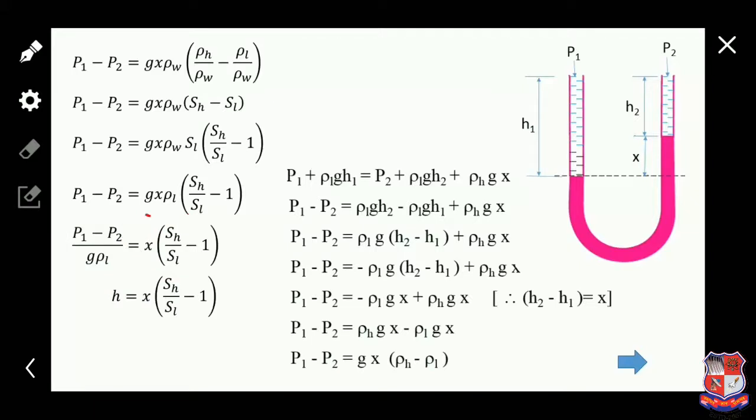Now we know that the pressure head difference, we can write instead of pressure head difference small h, is equal to x in bracket SH upon SL minus 1. Here SH is the specific gravity of the heavy liquid, which is mercury, and SL is the light liquid, which is water or any other liquid flowing through the Venturi meter. So this equation is obtained from that.